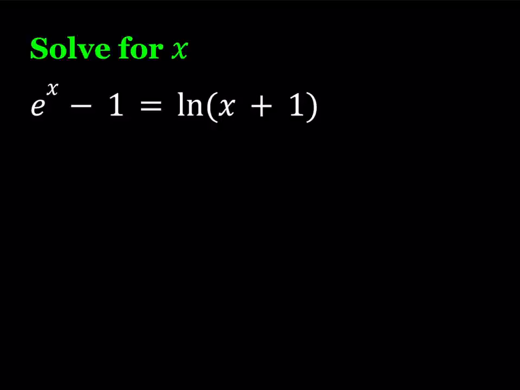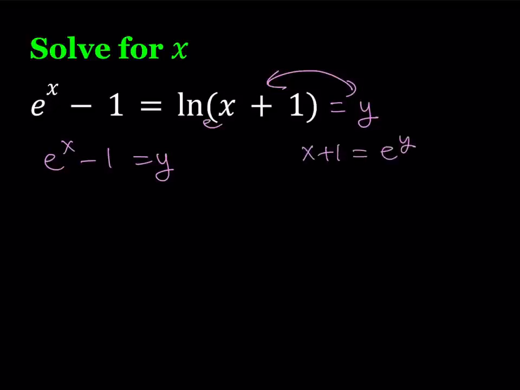I'm going to go ahead and call this y. So from here we get the following equations. First of all, the first one gives us e to the power x minus 1 equals y. And let's work on the second equation a little bit. If you raise e to the power both sides, you get x plus 1 is equal to e to the power y. And from here we can say that x can be written as e to the power y minus 1, or I can write this as e to the power y minus 1 equals x.